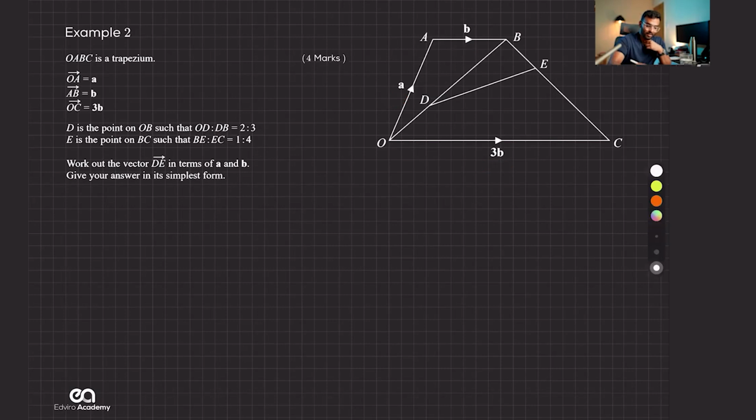D is a point. When I read such a statement, I make some notes on the diagram. D is a point on OB such that OD is 2 is to 3. You see that? This is 2 is to 3. Can everyone see it? That point there, 2 is to 3. Okay. And then it says E is a point on BC such that BE is 1 is to 4.